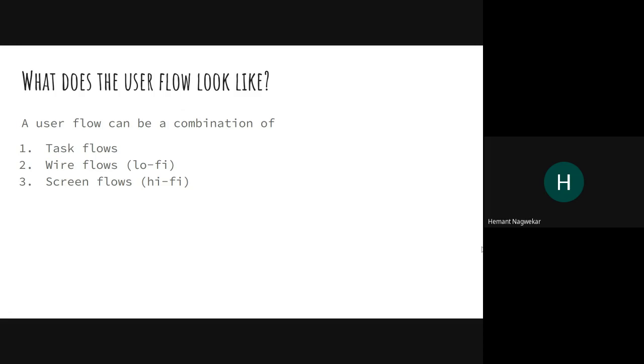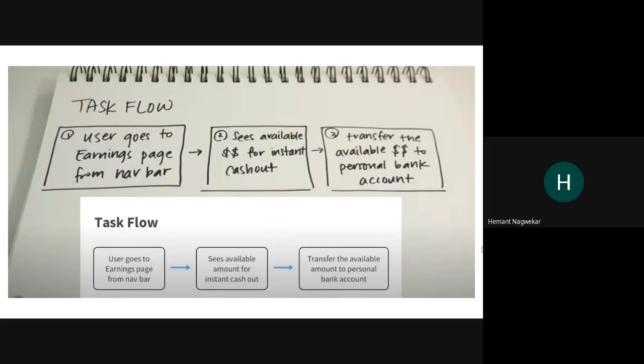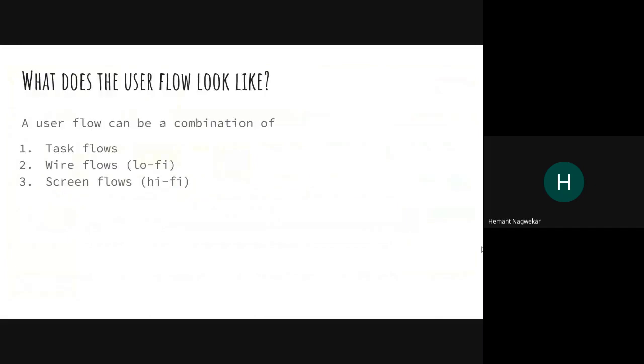You have task flows, wireframe flows, and screen flows. A task flow is basically a set of tasks that the user has to carry out in order to achieve a certain goal. A wireframe flow and a task flow differ in that a typical task flow will be literally block diagrams. But a wireframe flow is where you take wireframes and replace them with these blocks, so they become bigger in terms of canvas size.